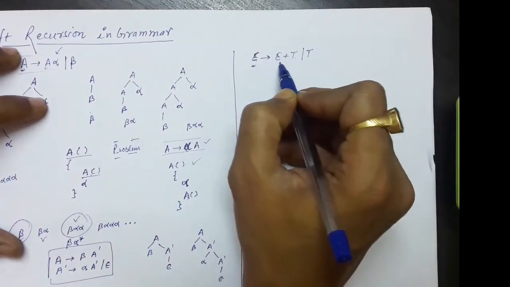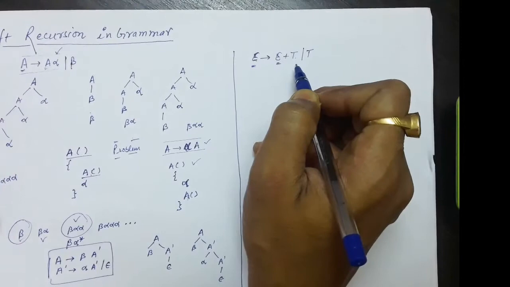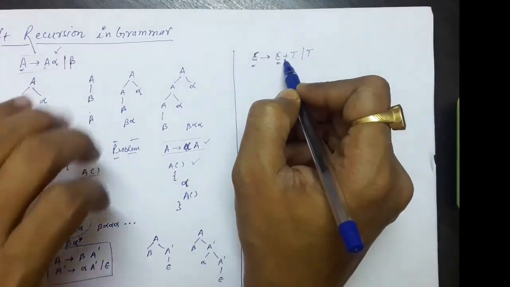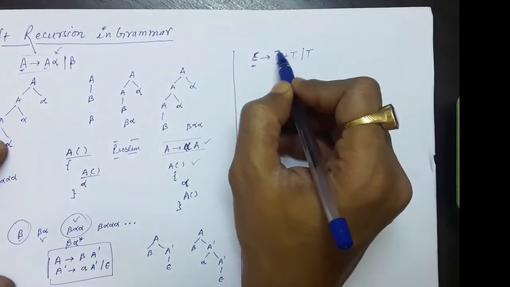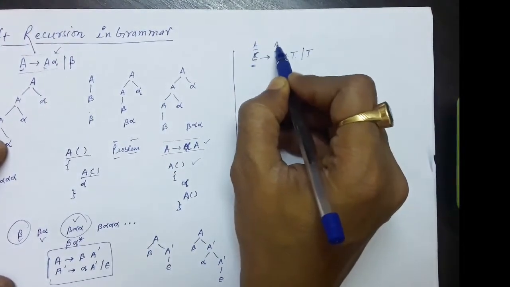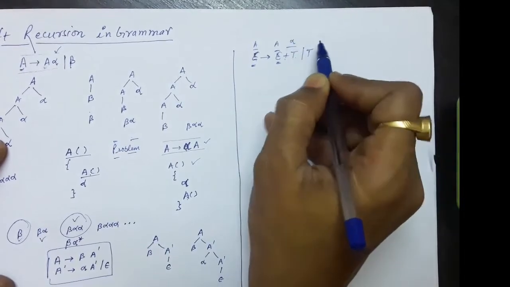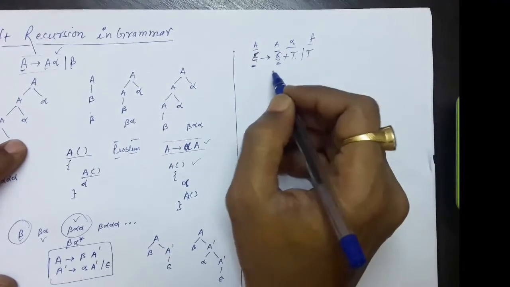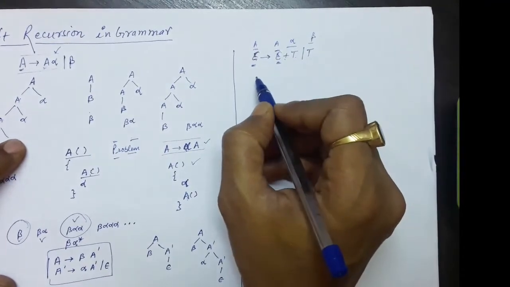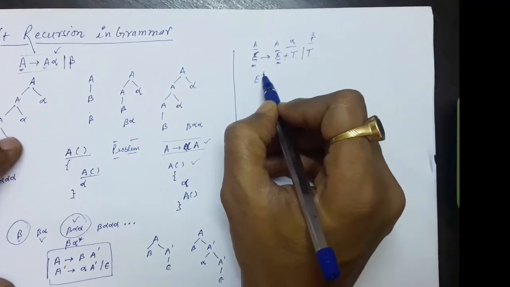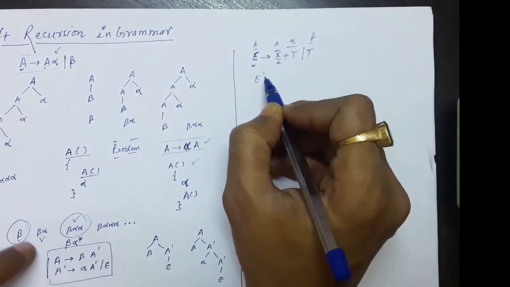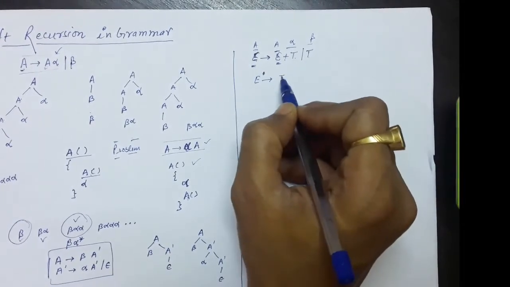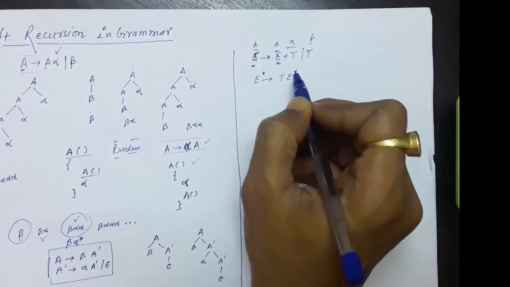So E produces E plus T oblique T. Here you can see that E is growing left recursively in this production. If we try to relate A produces A alpha and beta with this one, you can say that this E plus T is alpha, and this T is beta. Okay, so if we have to remove this left recursion, we have to do it like beta A dash. So we have to take a new symbol. So E produces beta, meaning T, and the new symbol is E dash.